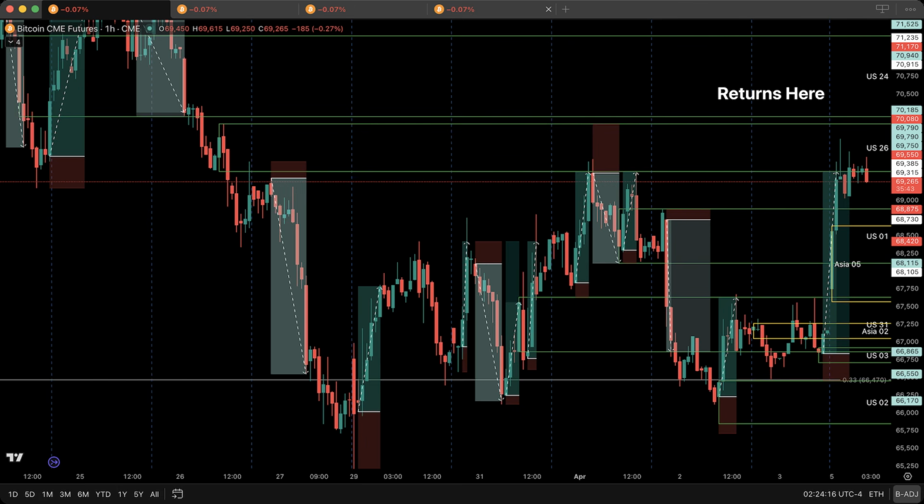Now both sides tighten. Now the next move up. Shorter. Fails earlier. Returns faster. Now the next move down. Quick reaction. Short bounce. Return again. Now the session is no longer expanding. It is folding. Moves stall. Pullbacks deepen. Continuation fails earlier.